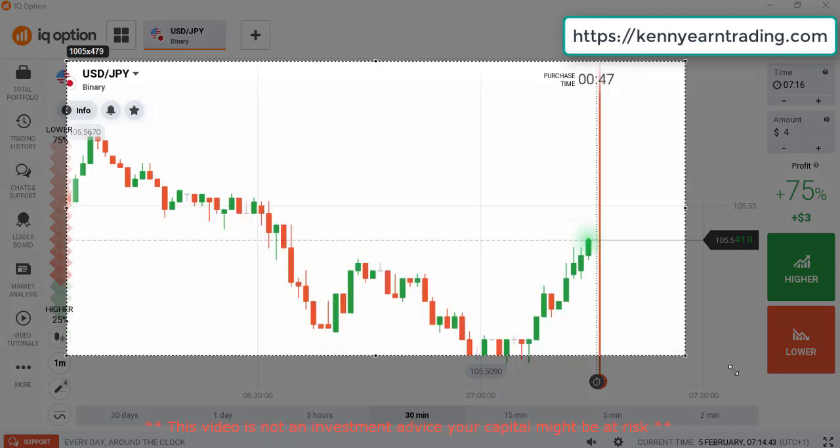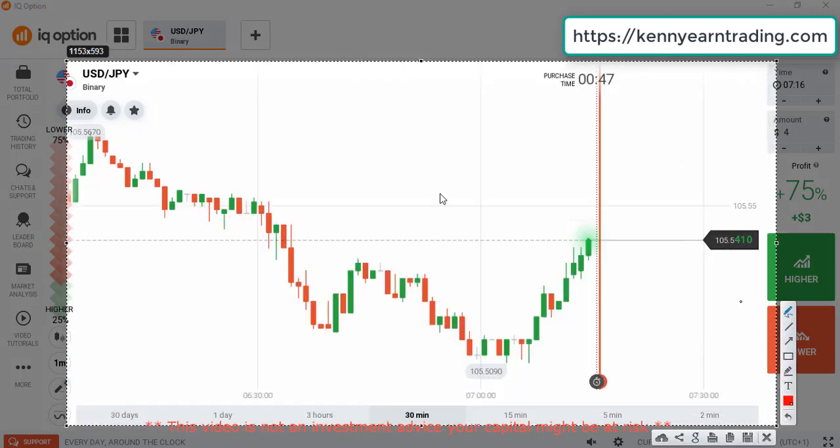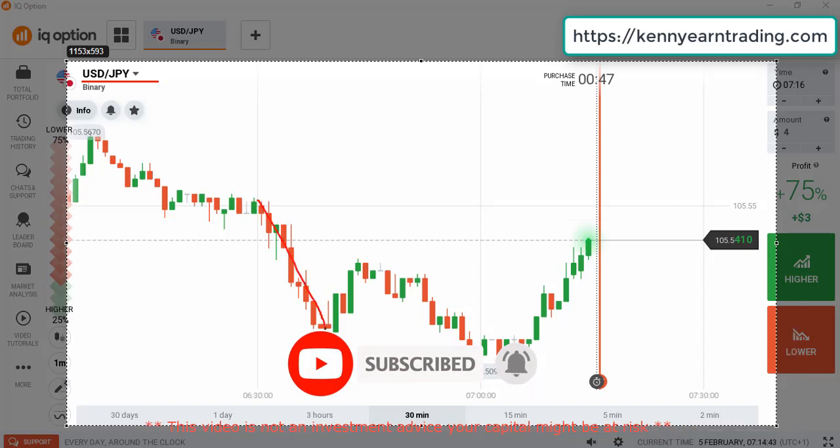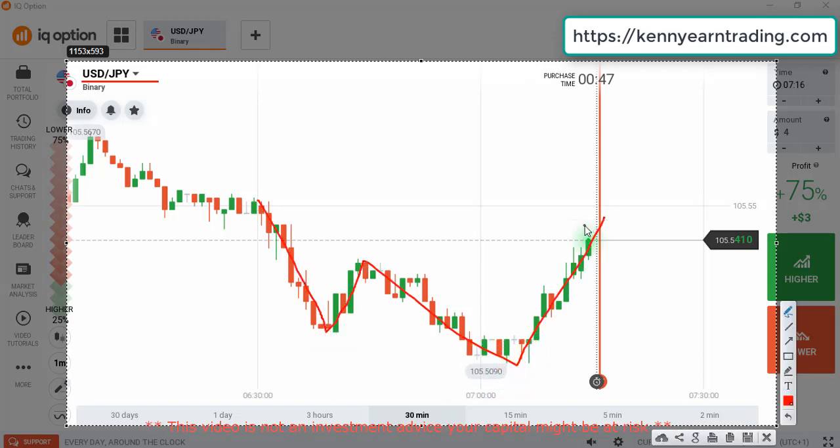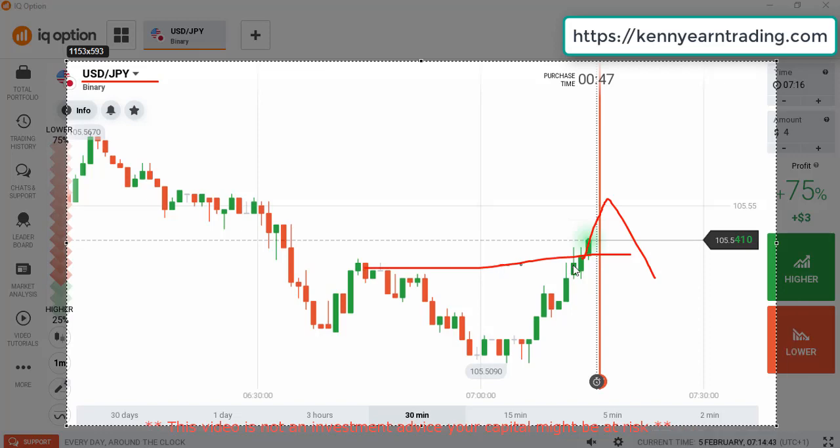Okay, so today we'll be looking at USDJPY. I think the market has traded down and now it's moving higher. I would like to see the market continue higher and drop down to this level, and then it can continue higher if it wants. Or maybe if sellers are stronger, the market could come down.